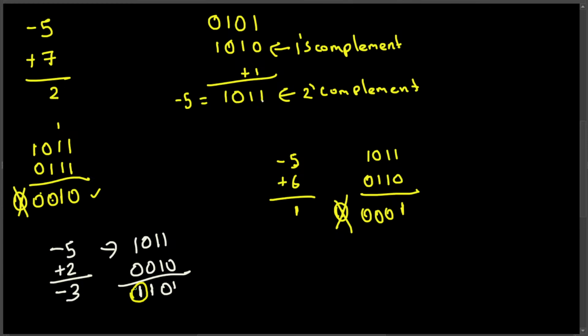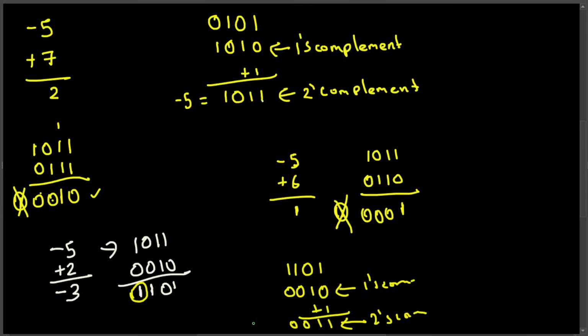So I have to convert this one back into 2's complement to find out the real answer. 1 1 0 1, and if I change this one into 1's complement, that's going to be 0 0 1 0, and add 1 to that to make it 2's complement. This is 1's complement, and if you add 1 to this, it is 0 0 1 1. This is 2's complement, and this is 3. So this one is -3 because we changed this answer into 2's complement, which represents a negative number, so this is the -3.